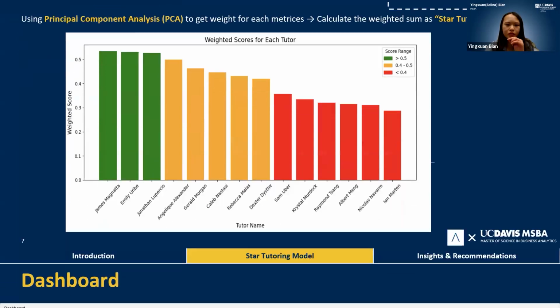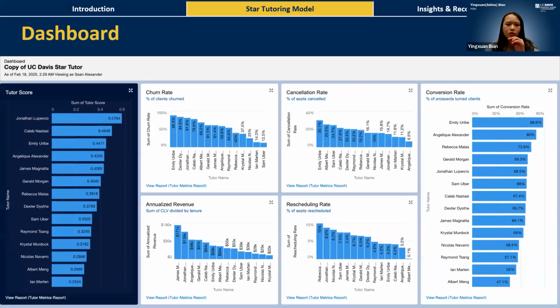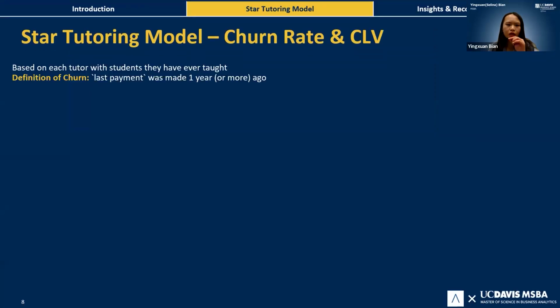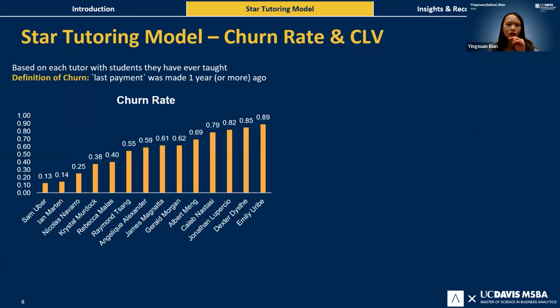Next slide, please. So how we get the dashboard, we actually consider 5 different metrics. And the first we want to introduce is the churn rate. The churn rate is defined by the last payment made 1 year or more ago. We based it on each, and also we segmented, grouped by each teacher, each tutor, and students they have ever taught.